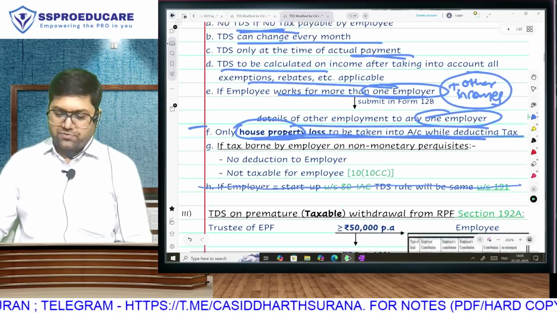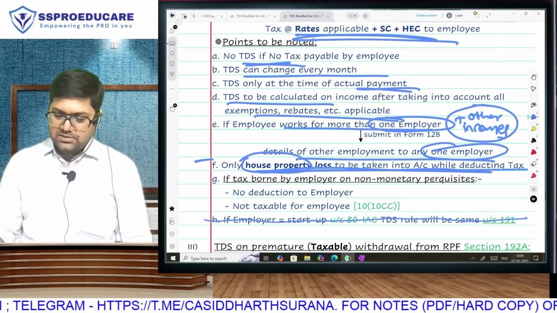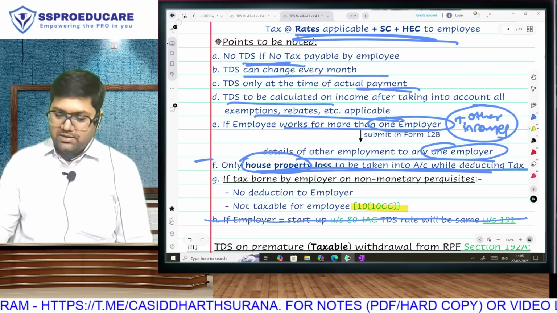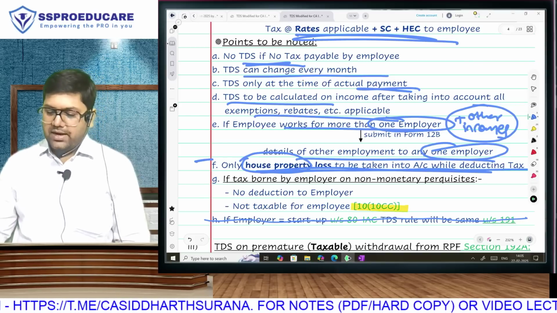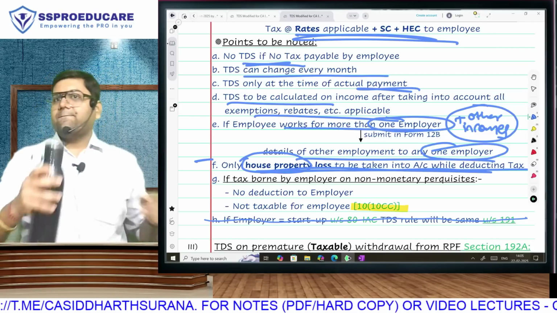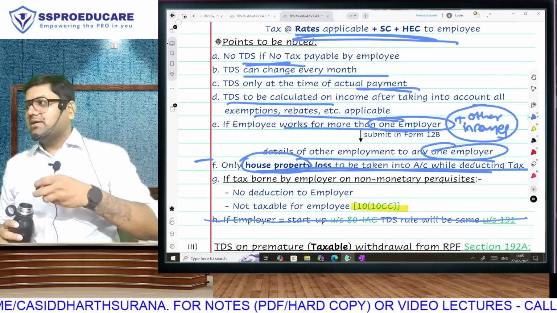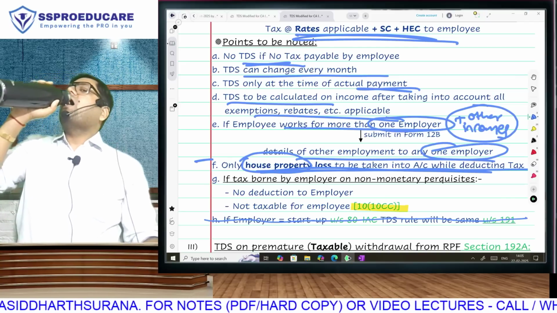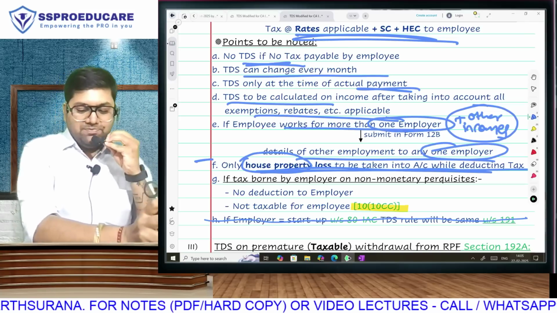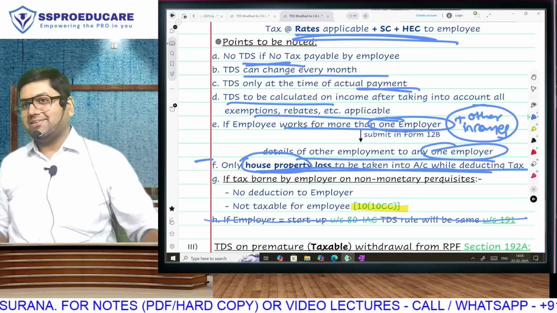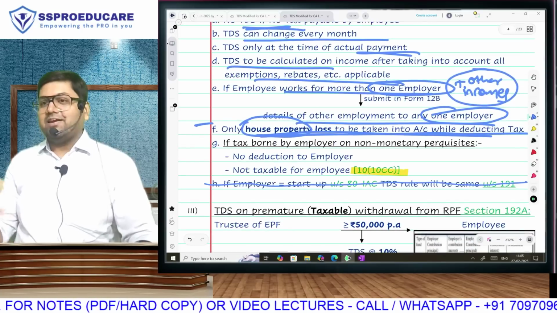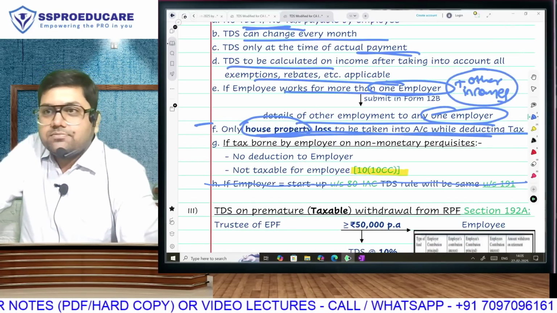Finally, the last point of the salary chapter, that is section 10(10CC). 10(10CC), anyone? The smartest have read the remaining point and guessed it. Well, sir, you are asking about 10(10CC), but we can read the full point G and guess also.